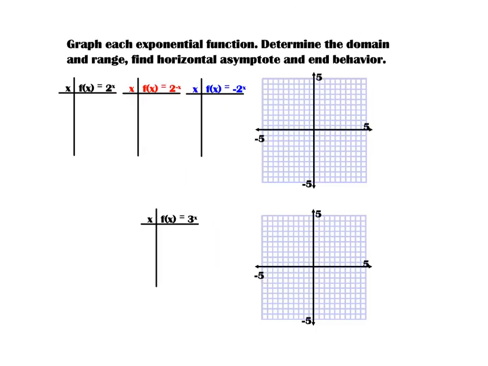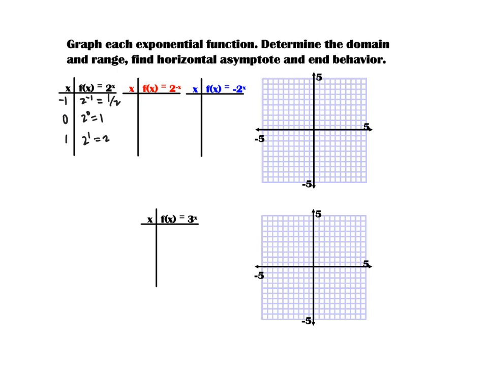Okay, I want to graph each exponential function and determine the domain and range, as well as find a horizontal asymptote, which an exponential function will have, as well as talk about end behavior. So I'm going to graph 2 to the power of x first. The 3 points I like to use are -1, 0, and 1. And the reason why is because I get nice numbers. So 2 to the -1 is equivalent to 1/2. 2 to the 0 is equivalent to 1, and 2 to the 1 is equal to 2.